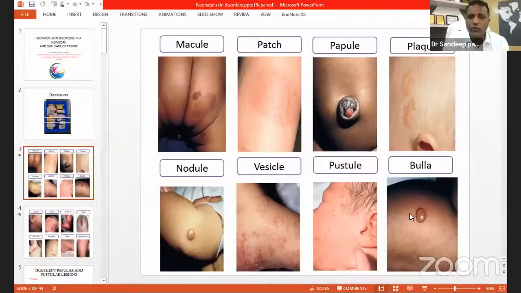Bulla is above the vesicle. The size is very much large. It is crossing more than 1 centimeter, and almost all the time it contains clear fluid. So these are the 8 pictures you can see.